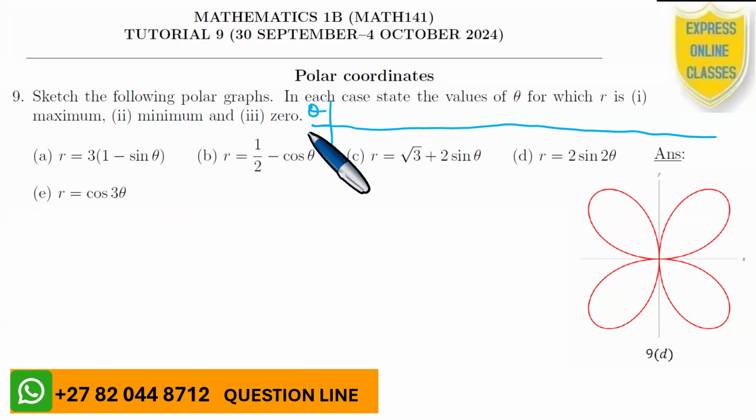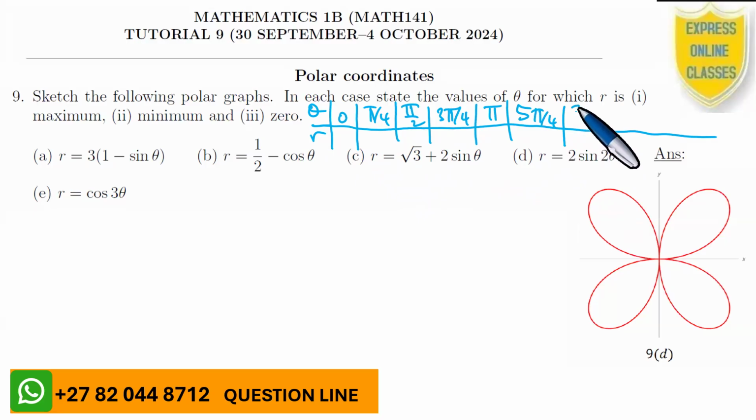So we're going to have theta together with R, 0 we start with. Then we have pi over 4, 2 pi over 4, 3 pi over 4, 4 pi over 4, 5 pi over 4, 6 pi over 4, 7 pi over 4, 8 pi over 4. At 0, it's 0. At pi over 4, you put pi over 4 here, which is 2 times pi over 4, which is pi over 2.